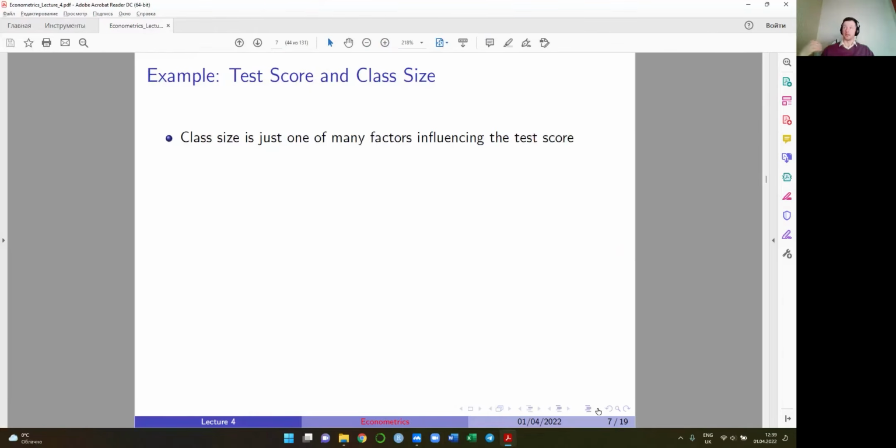So what does this mean? Let's see it on an example, because I'm talking a lot about this, but probably it's not that clear what we are talking about. So back to the class size example. The class size is just one of many factors that influence the test score. So can you give me some other examples? What else can influence the test score? Father job, mother job. Okay, yes, we know this. Something else.